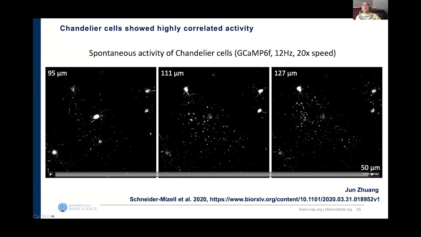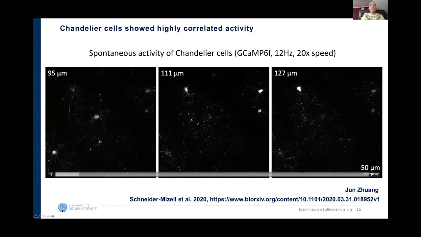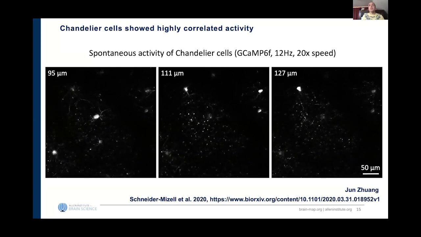These different planes on the same mouse were recorded simultaneously, and you can see here the somas of the different cells, and the different dots are the axons and dendrites of these Chandelier cells over the different planes. And this was work done by Jun Zhuang. And as I hope you can see even through Zoom, the Chandelier cells are all active together. It's like there was a single Chandelier cell in the primary visual cortex of the mouse. And this is the video, but the quantitative analysis of the data shows the same thing.